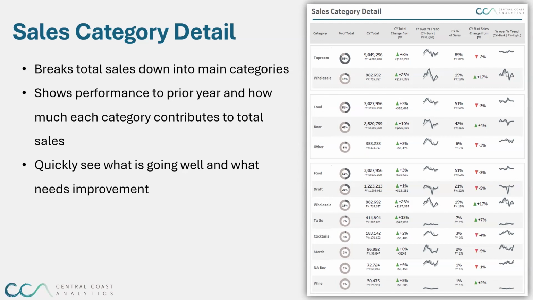We can see how we're performing compared to last year. And then for each of these categories, what percent of your total sales do they make up? And then how is that changing year over year? We can see, like in this example, that wholesale this year, even though it's still a relatively small part of the business, makes up a much higher percent than it did the previous year. So that's kind of interesting, right?